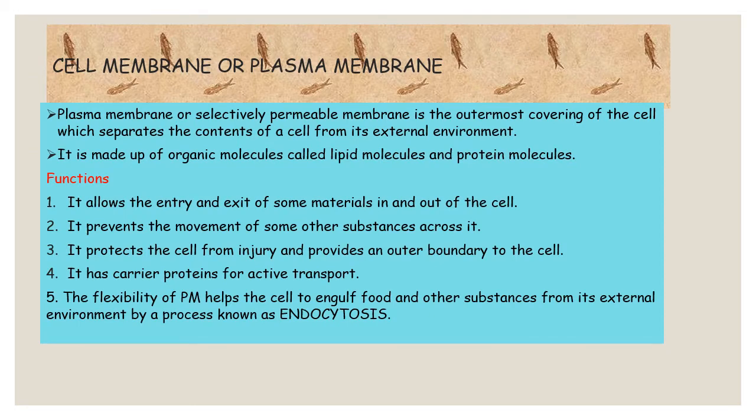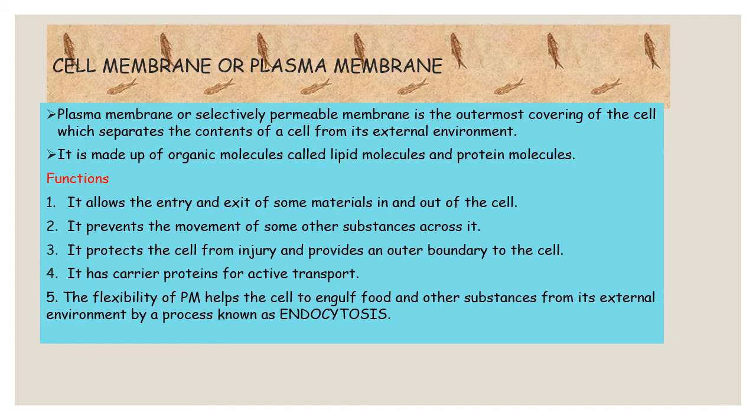Next is the main or the important structure of plant or animal cell. It's called as plasma membrane or cell membrane. This is deciding whether it should allow any outside particle to get entry inside or any inside particle to go outside. So like security guard, it is doing its duty. Even it is protecting the cell from injury and giving an outer boundary to the cell.